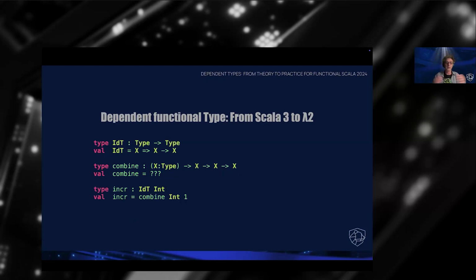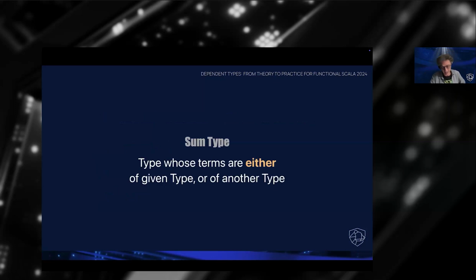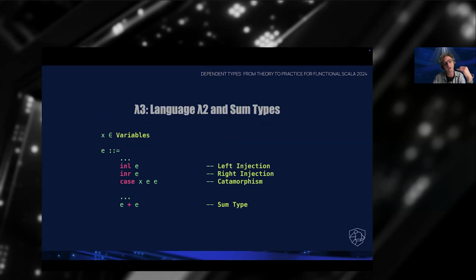And then the incrementation is just the application of IDT on int, and the combine of int and one, and here we retrieve the same expression as we have in Scala 3. And of course, the reduction of IDT applied to int is int, and this is done thanks to the reduction which I express in the type checker. Okay, this is important.